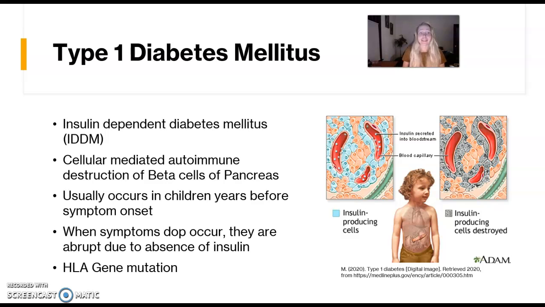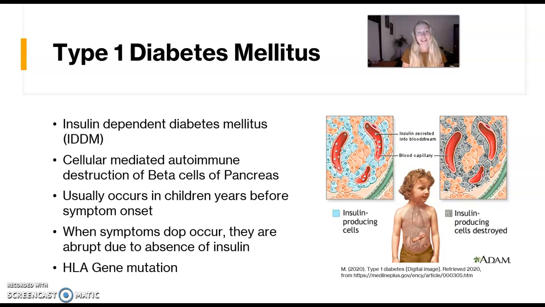It is caused by cellular-mediated autoimmune destruction of the pancreatic beta cells, and it usually occurs in children, but it can occur in adults as well. The destruction of the beta cells occurs years before symptom onset, and when the symptoms do occur, they are abrupt because there is no insulin present, meaning that all the glucose is staying in the blood vessels. It is not getting absorbed.